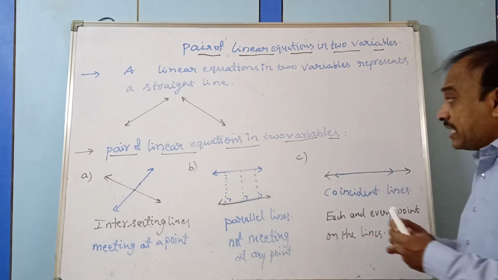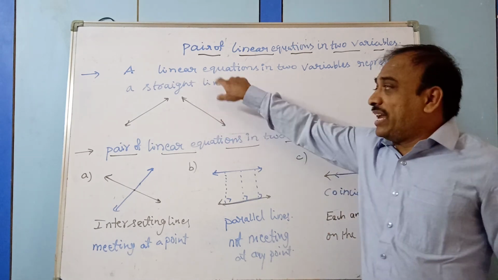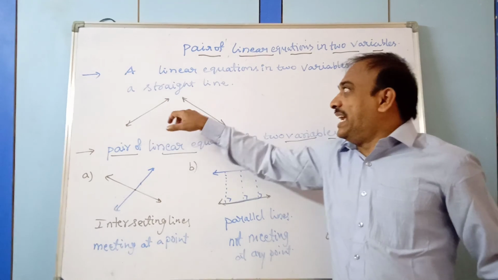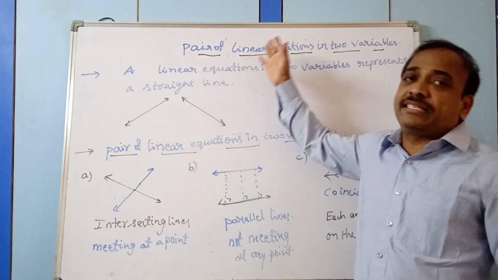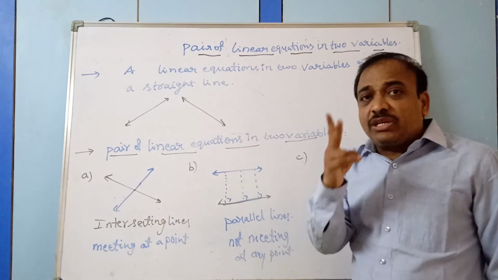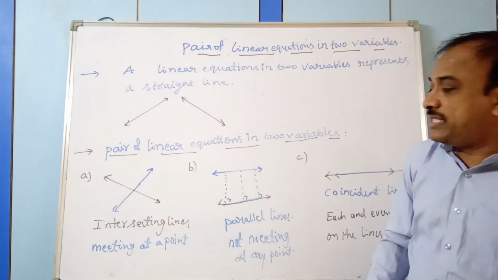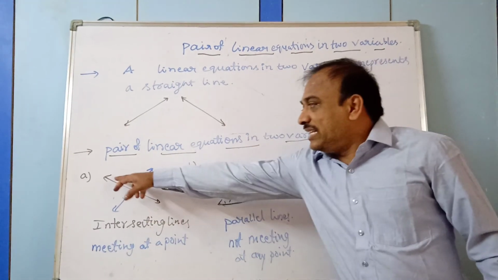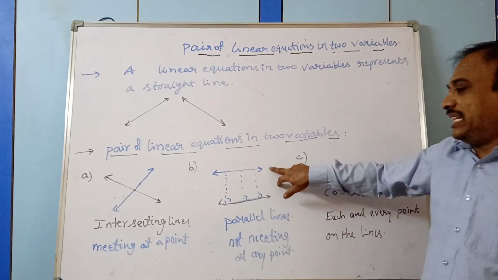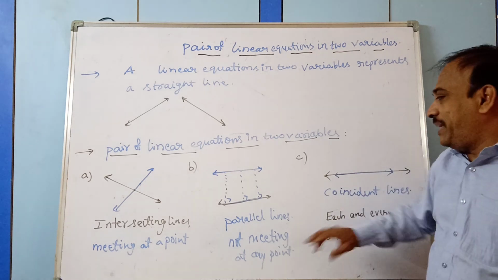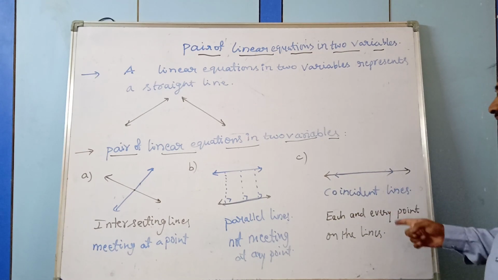You see the difference. When I take only one equation, there can be different lines. One equation only. This line can be like this or like this. But when we take a pair of equations, then this line and this line, they both are intersecting at a point, meeting at a point. And these are parallel lines not meeting at any point. And these are coincident lines.